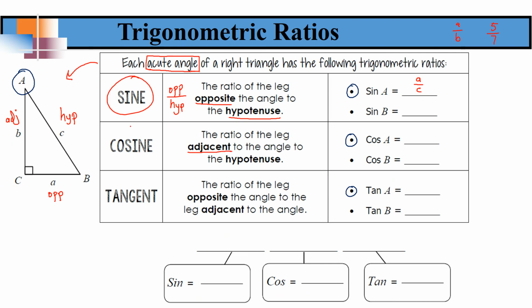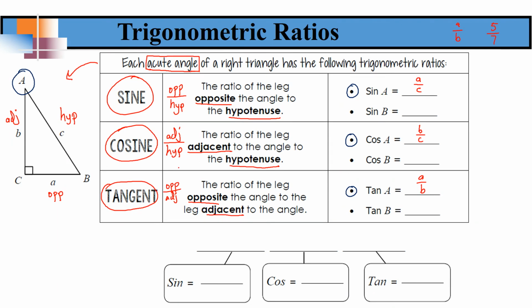Now let's look at the definition of cosine. Cosine is the ratio of the leg adjacent to the angle, to the hypotenuse. So if you want to write that down, you could write adjacent over hypotenuse. Looking at our diagram, that would be lowercase b over lowercase c, the adjacent leg over the hypotenuse. And then the definition of tangent. Tangent says the ratio of the leg opposite to the leg that's adjacent. So if we write this down as a little formula, it's opposite over adjacent. Looking at our diagram, opposite is lowercase a, and adjacent to angle A is lowercase b.